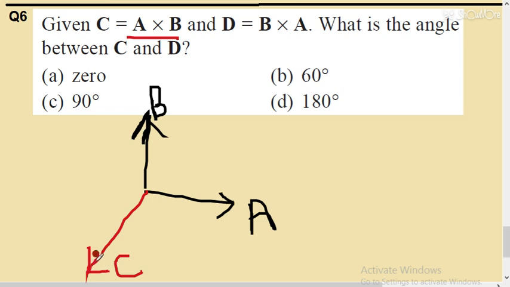Students, you can solve this question in two ways. First way is that you can take A cross B. So A cross B means C vector will be perpendicular to both and outward. In the second case, I have to take D vector that is equal to B cross A. So now I have to take my hand in this way, B cross A.